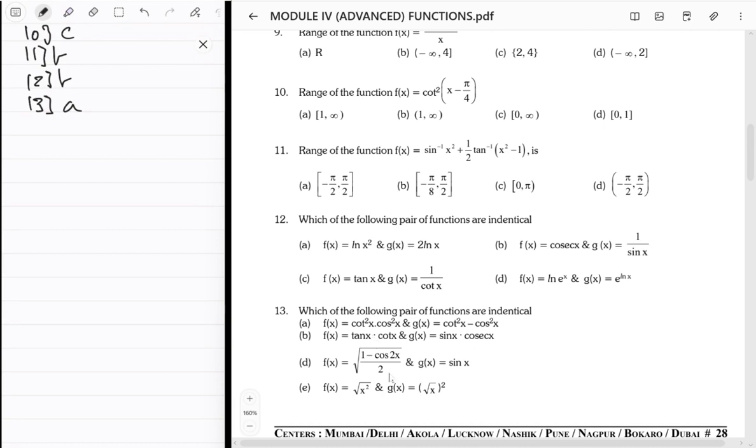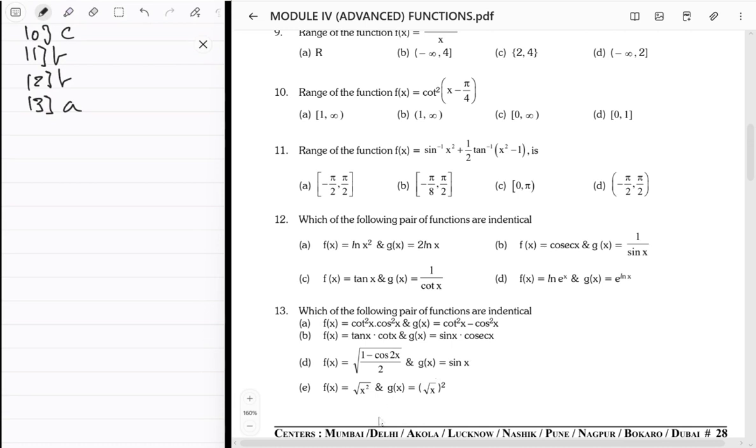Square root of 1 minus cosine of 2x. Right, it's like 2 sine square of x, so the square root of that is like mod of sine x. You understand that? It's mod of sine x, not sine x. So obviously not the same.